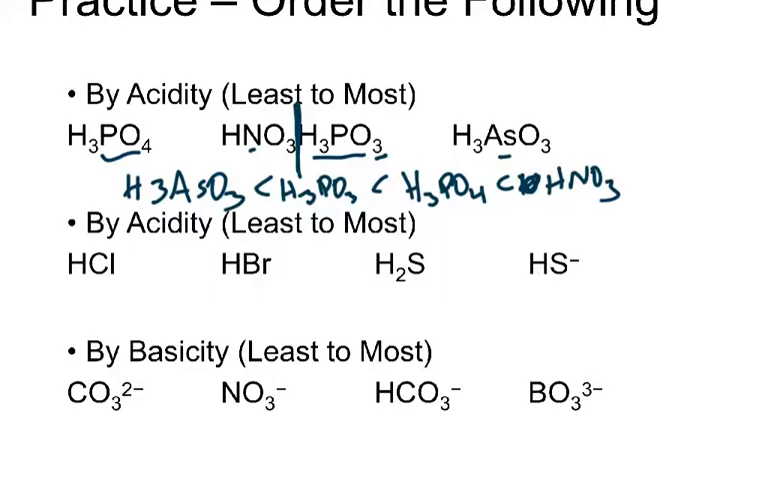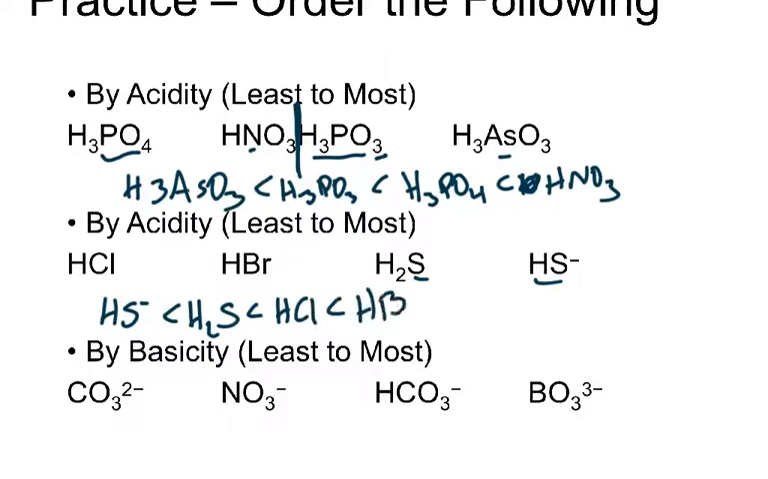Okay, then by acidity least to most, let's compare these two first. When we've already lost a hydrogen, remember the Ka value decreases by quite a bit. So that's going to be our least acidic. Then we're comparing hydrochloric and hydrobromic. Bromine is below chlorine, so HBr is going to be stronger. So we have HCl, HBr.